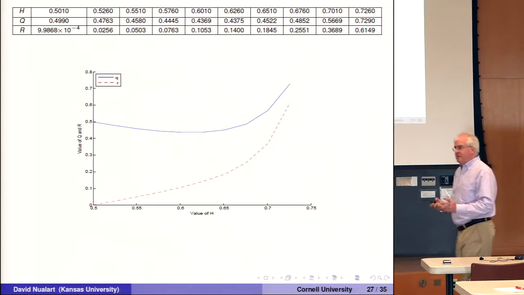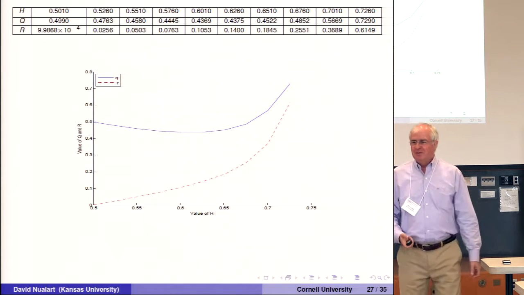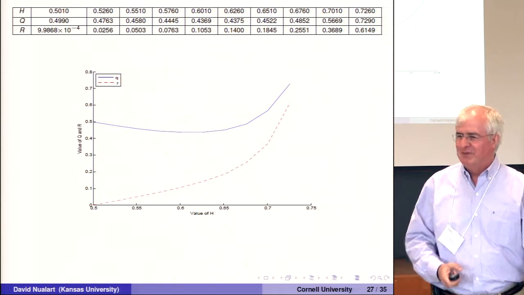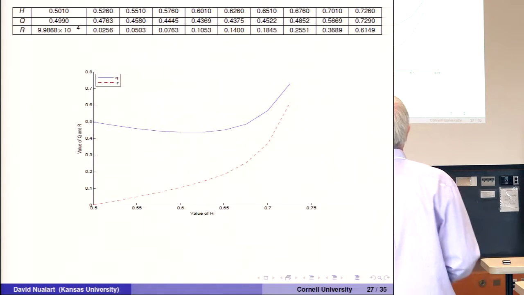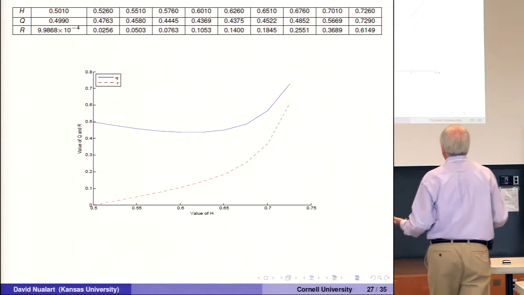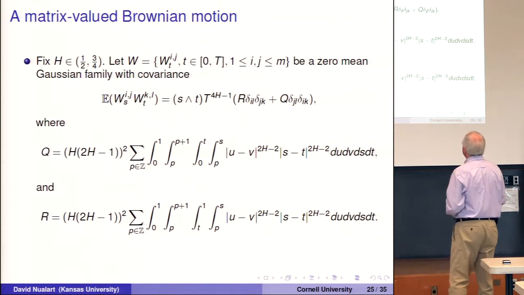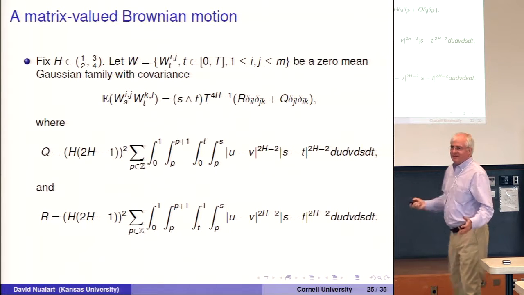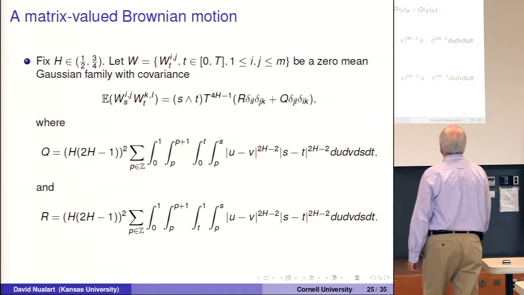We haven't been able to prove that Q is bigger than R, I mean a mathematical proof, but we have a computer proof. We just draw the values, take a picture of the values, and then you see that Q is bigger than R. Actually, it must be bigger than R, because otherwise it's not what we find. But we haven't been able to prove that this quantity is bigger than this one. Okay. Well, so that's about this matrix valued Brownian motion.